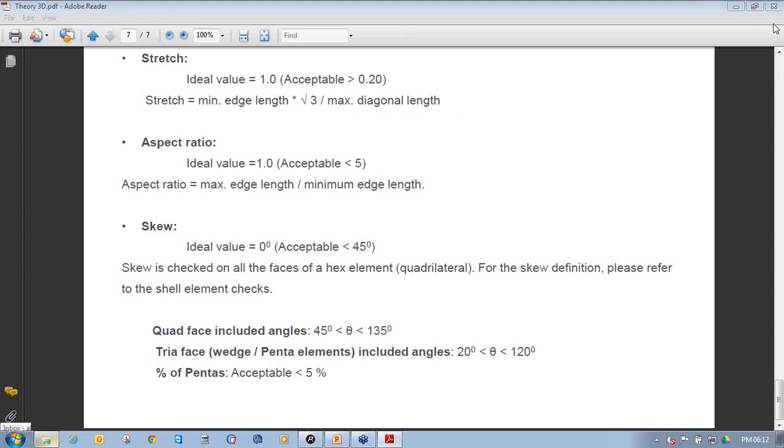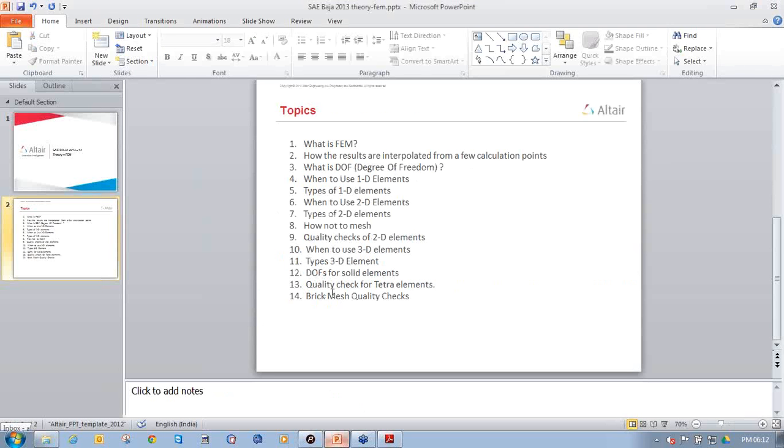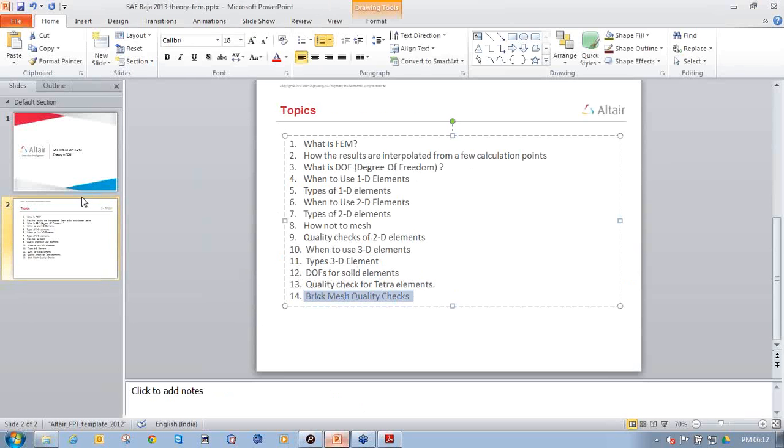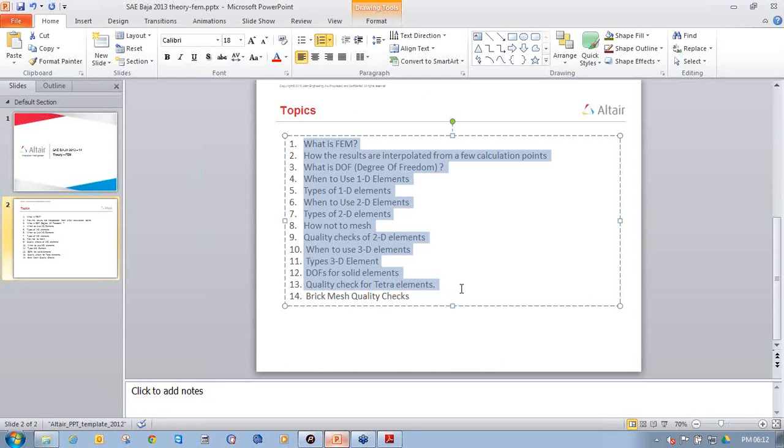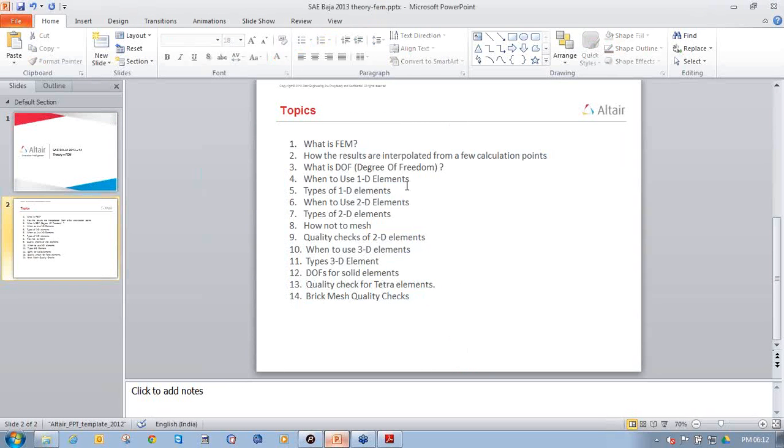So in this way we have ended this video tutorial related to the theory of 3D elements. So in this way we have ended with the theory of FEM by completing all these topics discussed in this tutorial.